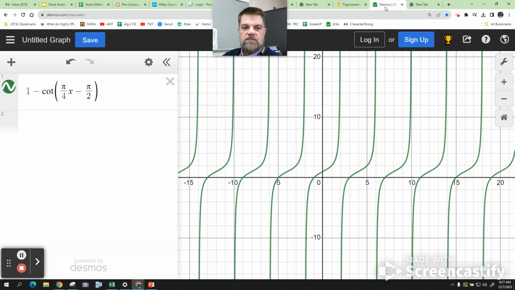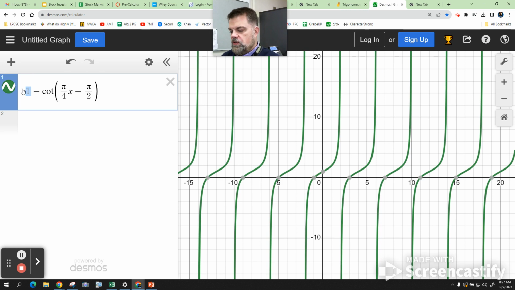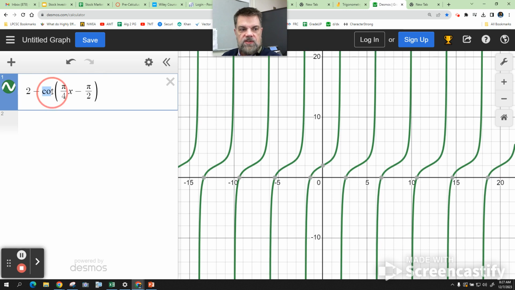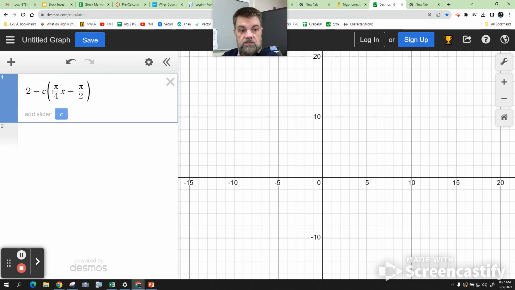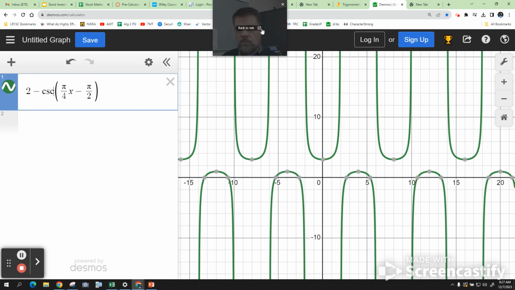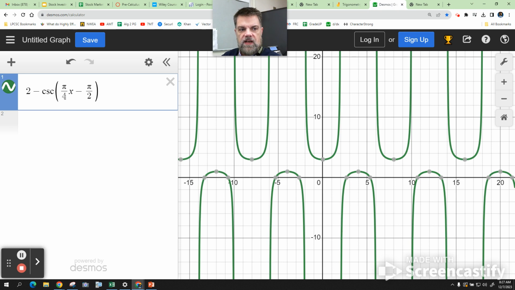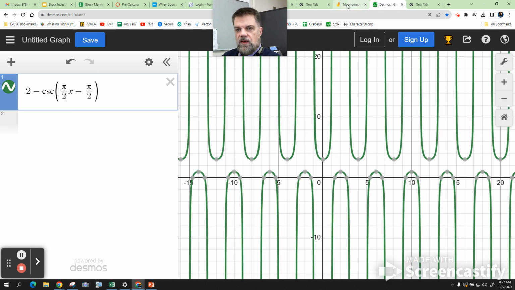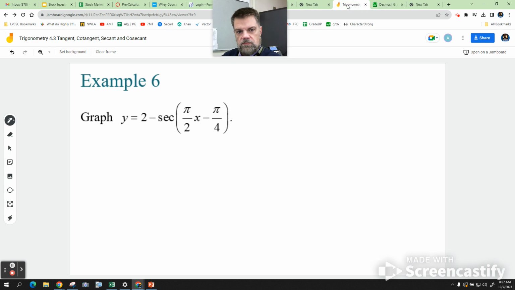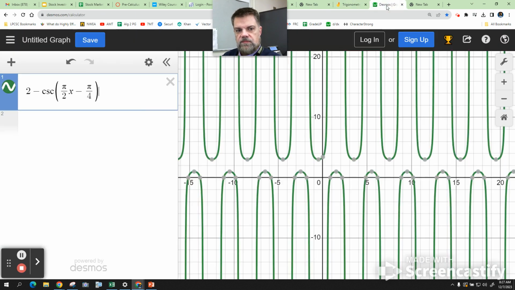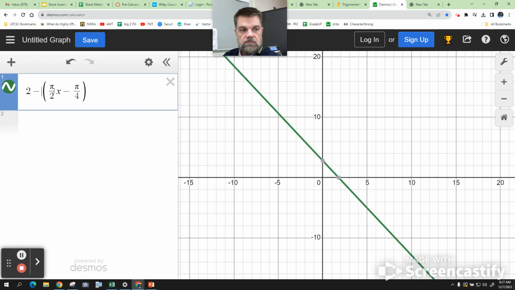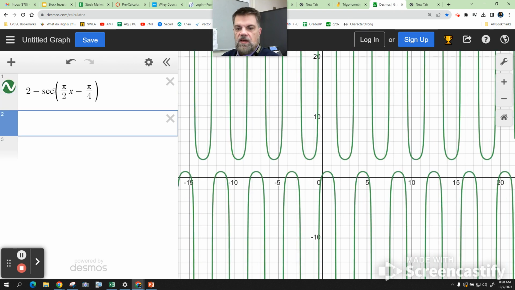We just plug it in, right? So I'm going to change this to 2. I'm going to change this to, what was it, cosecant? Pi over 2x. And I think this is a 4. Minus pi over 4. Is that right? Yeah. Was it secant? Secant. And let me just sketch this in there real quick.